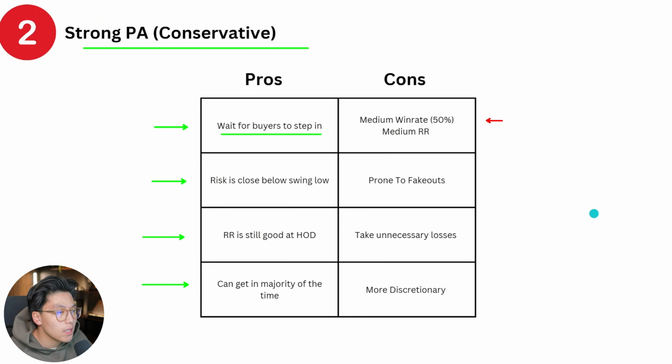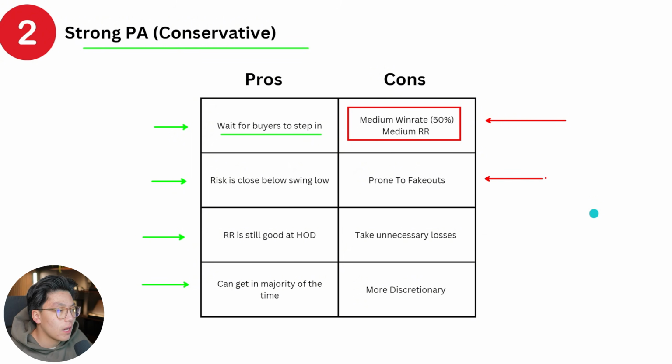One of the cons here that I have is not really a con. It's kind of in between the pros and the cons, but you have a medium win rate. So you have a medium win rate and a medium risk reward ratio. So, right, you have around a 50% win rate if you wait for conservative price action. Medium risk reward being anywhere around a 1-to-1 to a 1-to-2 risk reward ratio.